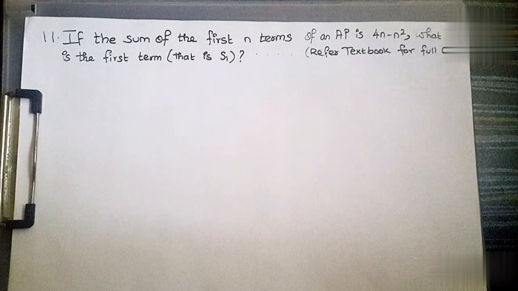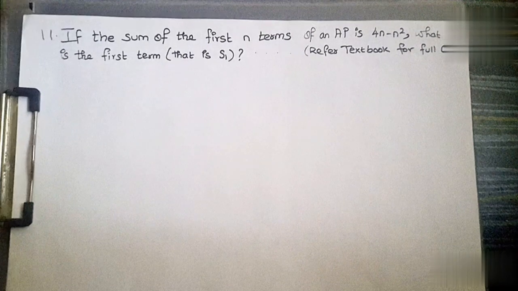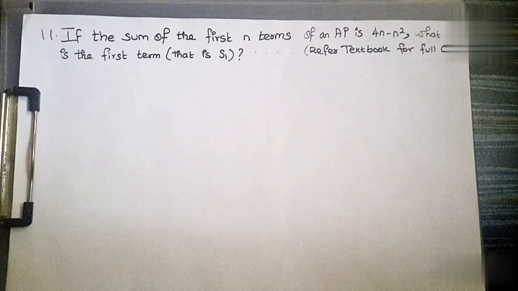Hi guys, welcome back. Exercise 5.3, 11th question. If the sum of first n terms of an AP is 4n minus n square, what is the first term? Then they are asking what is the sum of first two terms, what is the second term, similarly find third term, 10th term and nth term. So this is your 11th question discussed.